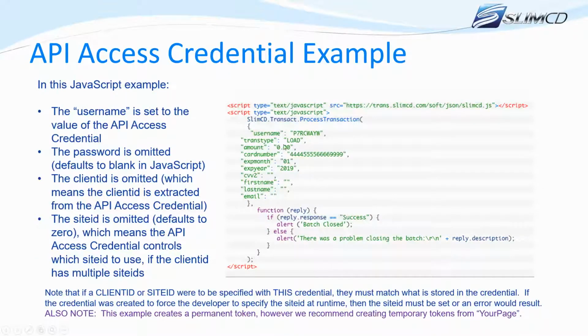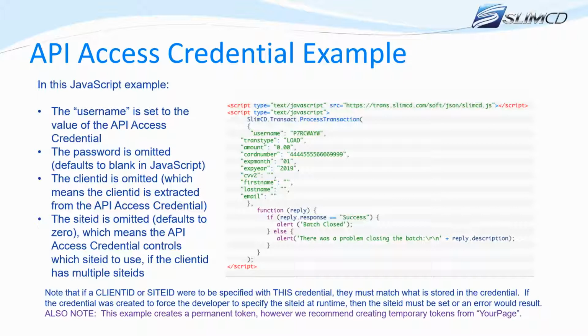So the API access credential that I talked about is really important, and here's an example of one. The reason why you want to do that is, again, this is viewable by the general public, so you don't want to put a true username and password in there. By creating an API access credential, you can limit what it can do so that it can cause you no harm and no foul. You don't need a password with an API access credential.